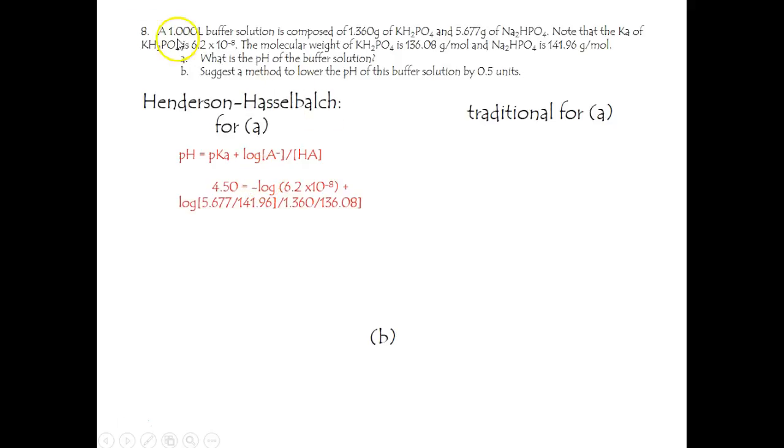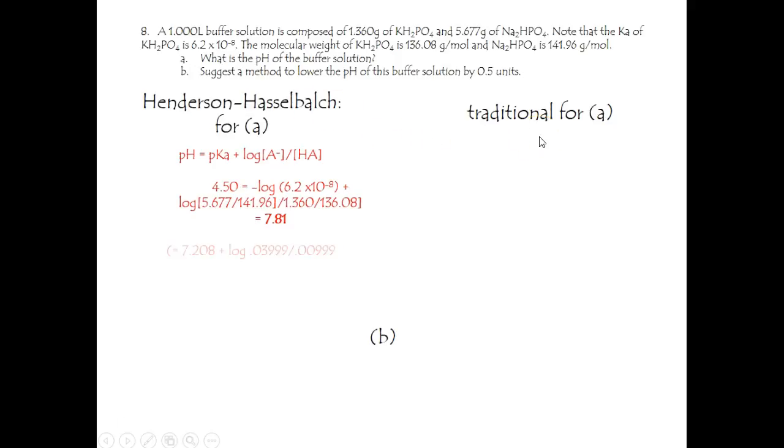So the negative log of the Ka, fine, and the log of 5.67 grams, whereas it's 141.96 grams per mole. And that should give us the molarity of that, since it's a 1 liter solution. And similarly for the HA, the KHP, the same thing. You can't abbreviate it more than this, and this might be a little bit too rapid for some people, but you plug that all in one fast step, you got a pH of 7.81 for this buffer system.